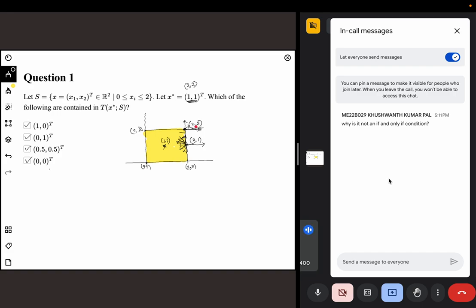Yeah, (2,2) is there. Now this is a vector. So this vector should point from that particular point towards the interior of the domain. Then that particular vector will be included in the tangent cone. So if I consider say (0.5, 0.5), that will be pointing towards the outside of the domain, right?